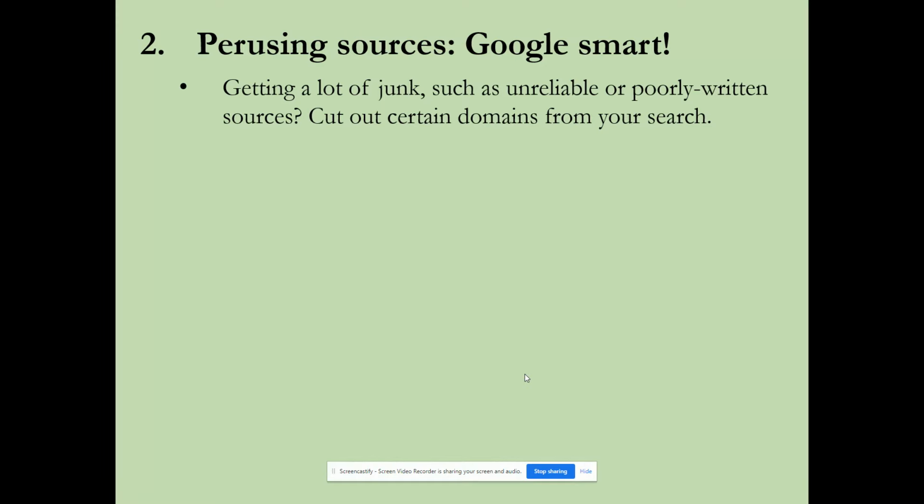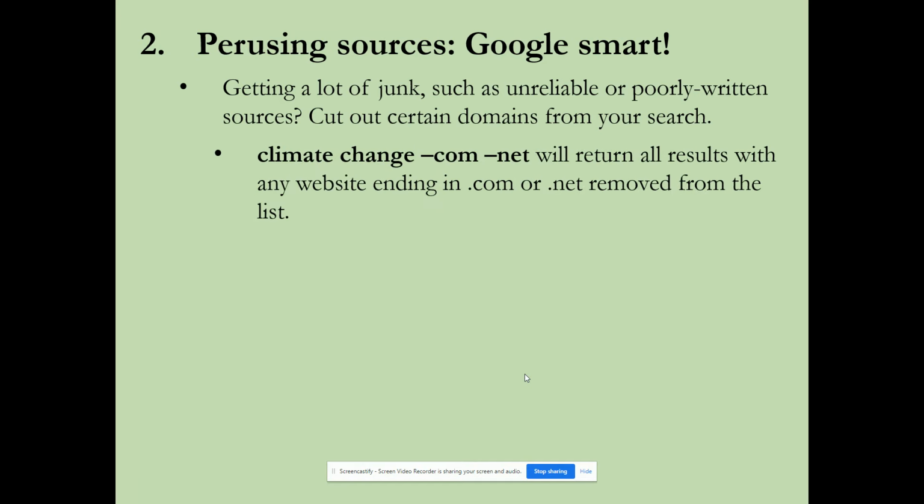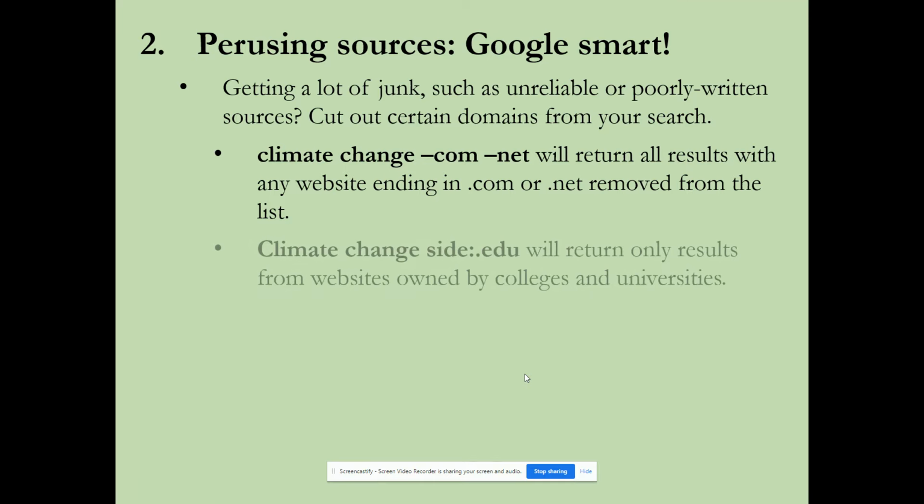You need to cut certain domain extensions from your search. So here's an example. If you type in climate change -com -net, what's going to happen is that you get a bunch of results as normal, but any website ending in .com or .net will be removed from the list. They won't be there anymore. So you can look at the sources only from nonprofit organizations, or only from public schools, or only from post-secondary institutions. And in so doing, that can filter out some of the noise and some of the less reliable sources.